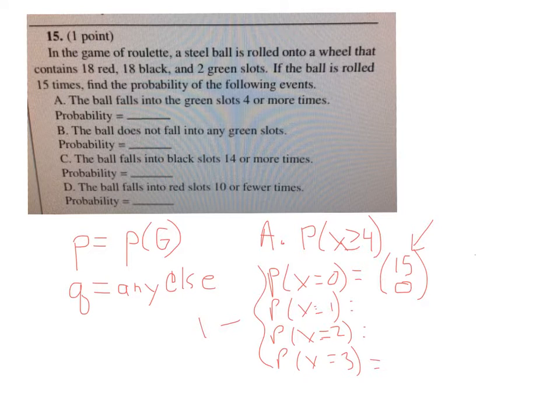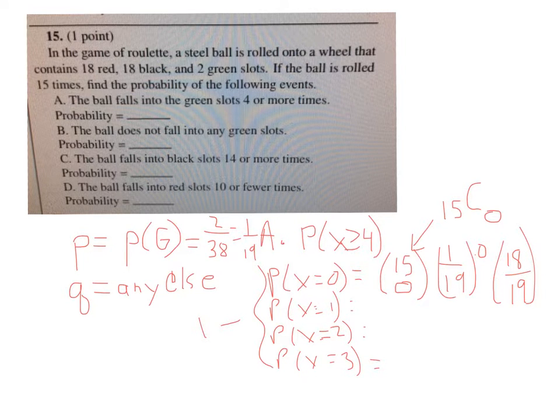Sorry, I don't think you're writing it like that in your course. I think you're writing it as 15 choose 0 like that. And we want the probability of getting a green, which is 2 out of the total 38 possibilities, or 1 in 19. We want that to happen 0 times. We want it to be not green 18 times. And so you would multiply 15 choose 0 times 1 over 19 to the 0 times 18 over 19 to the 18, and that will give you that probability.